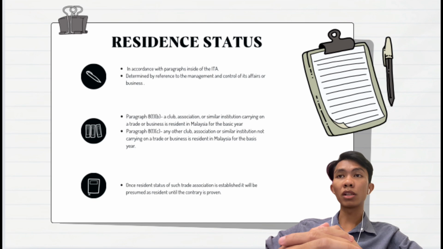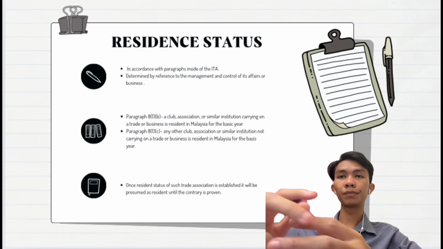Similar to section 81C, but the businesses are not carried on in Malaysia, but the control and management are exercised in Malaysia, so we can conclude that resident status is determined by reference to management and control of the businesses. Lastly, once resident status of such trade association is established, it will be presumed as resident until the contrary is proven.